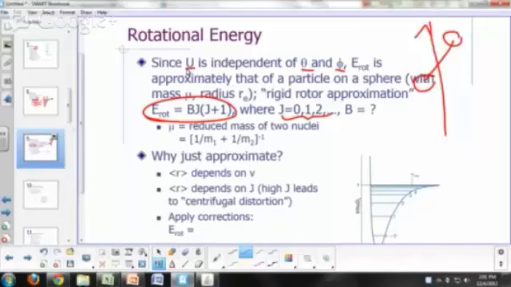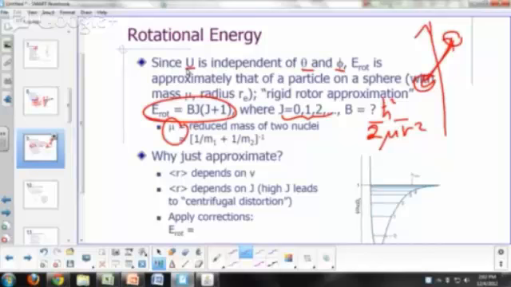What is B here? It's your rotational constant. That's just h bar squared over 2I, I being the moment of inertia, which is mu r squared. Okay. So 2 mu r squared. And mu is the reduced mass. Okay. And r is just the distance between the two.